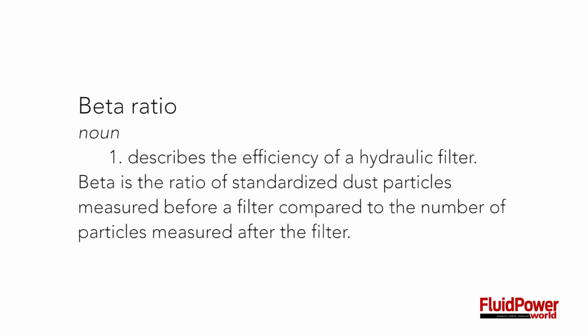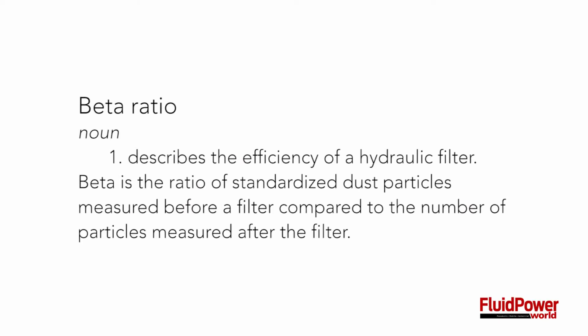That's right. Decompression shock can be limited via special valves designed to bleed fluid off slowly at first and then allow pressure to decay somewhat before full retraction begins. Second term is beta ratio. Well, beta ratio describes the efficiency of a hydraulic filter.